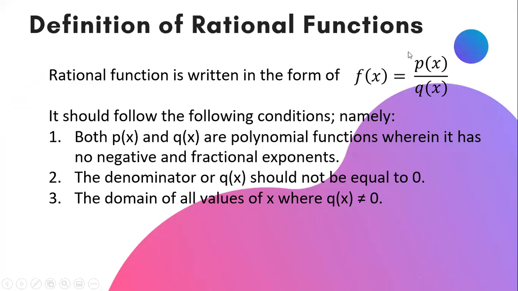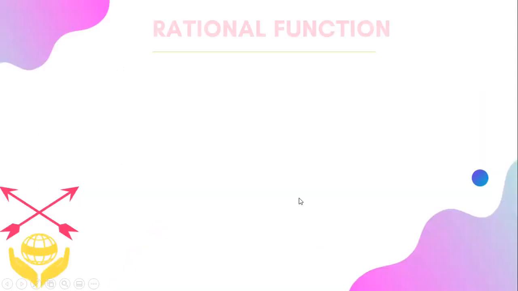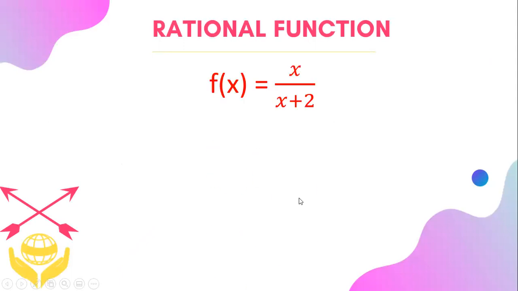Any rational function is always in this form, where both p of x and q of x are polynomial functions, and the denominator must not be equal to 0. Let's say we have f of x is equal to x over x plus 2. As you can see in the denominator, the domain, let's try to go back to this.